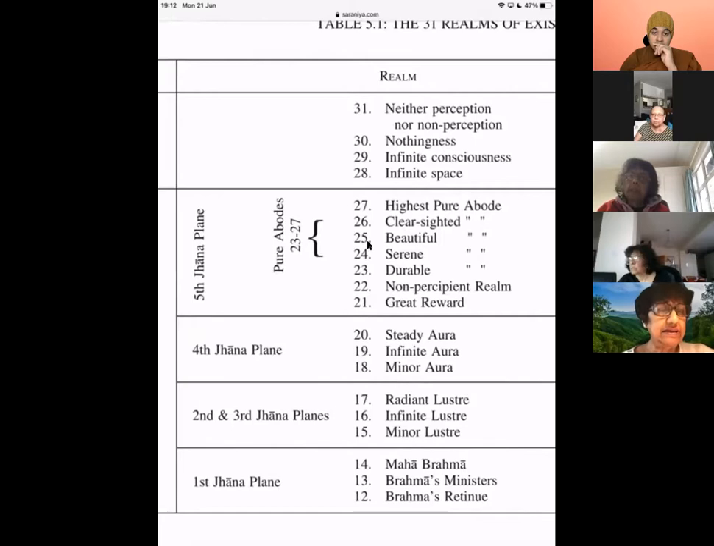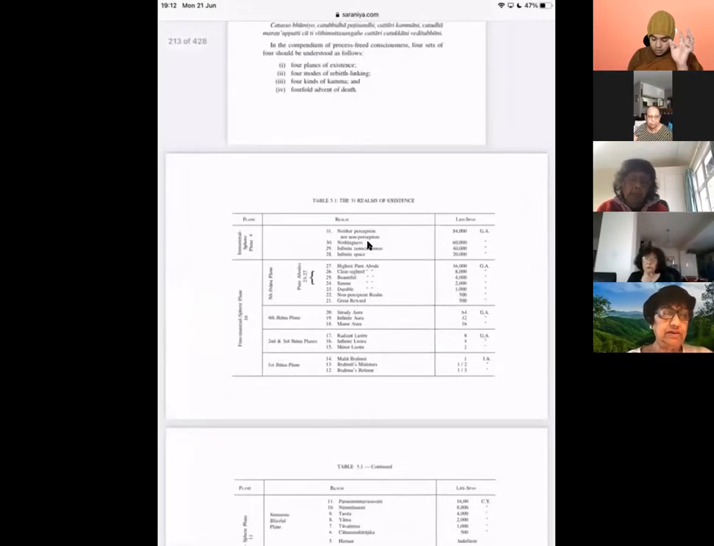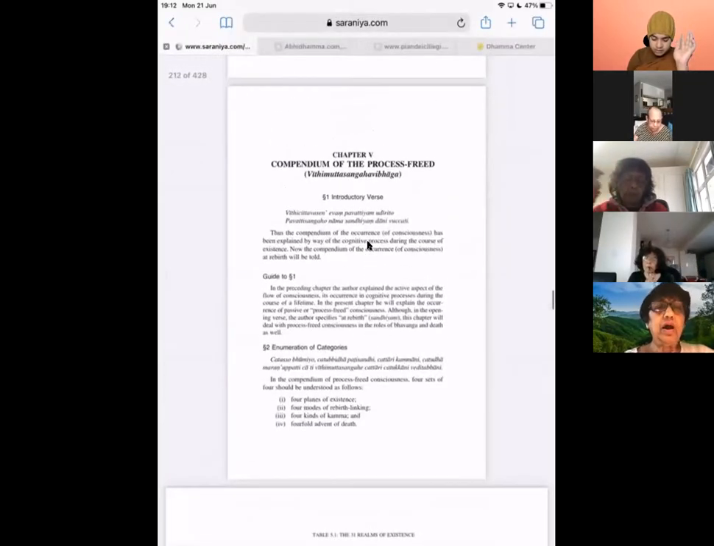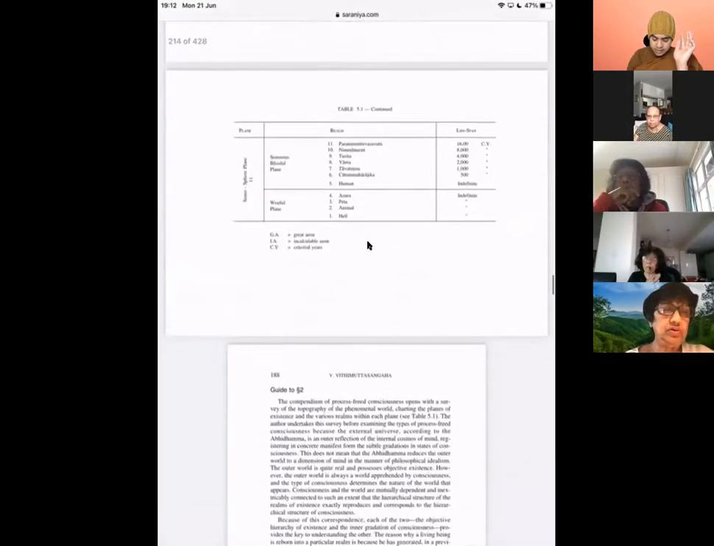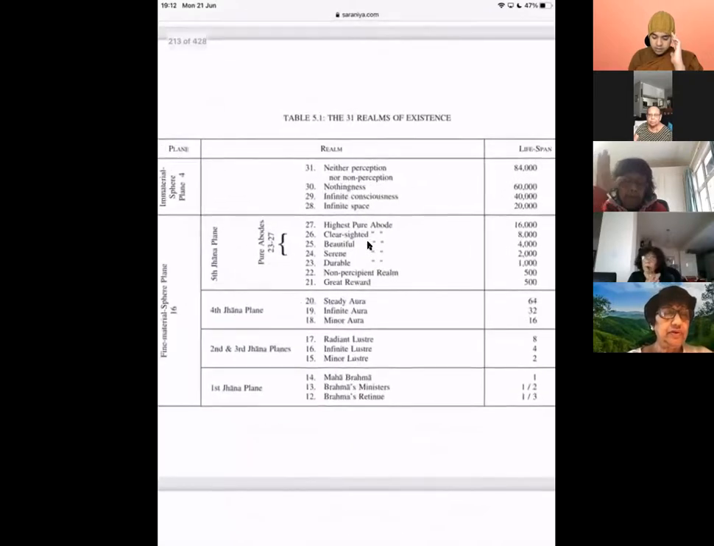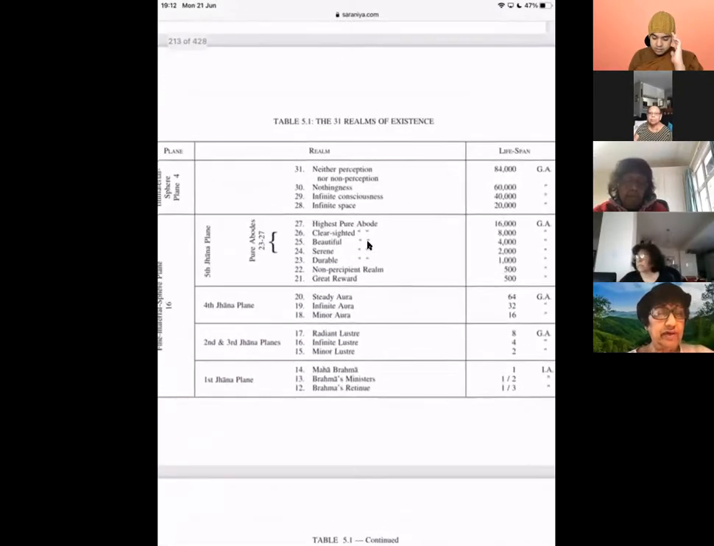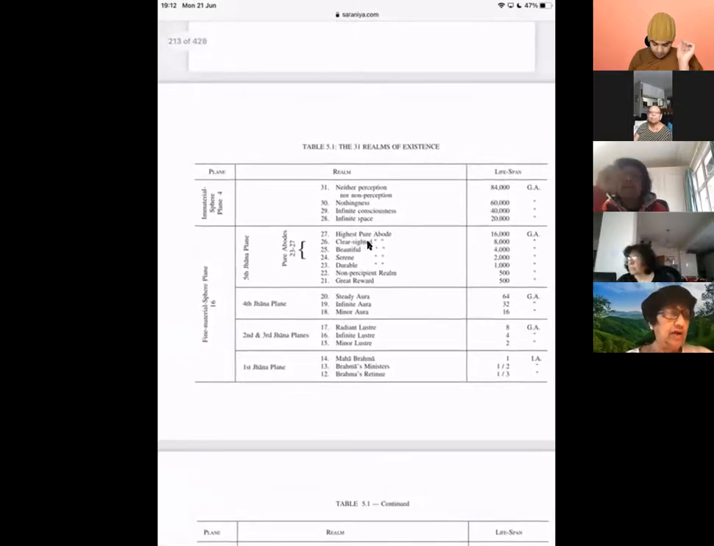In page 186, there's 1, 2, 3, which is the same thing. That's 12, 13, 14, because the 11th one is Paranimmita Vasavatti. So this is just like in our other books. 12, 13, 14 is after the devas' last one, Paranimmita Vasavatti, which we know is 11. So that's correct. 12, 13, 14 is 1, 2, 3 of the 16 Brahma planes. The minor luster, the infinite and radiant luster becomes 15, 16, 17. So that's 6 there. Then the fourth jhana becomes minor, and there's another 3 there. So when you count that, that's 9.